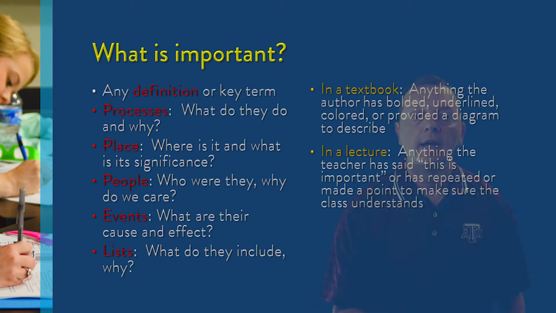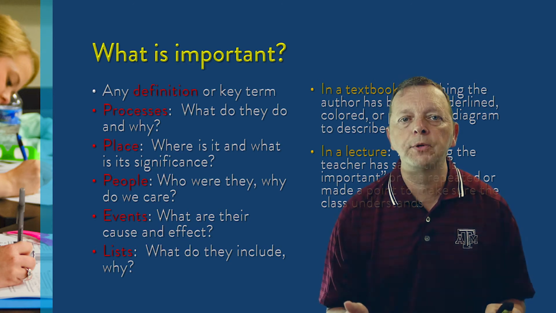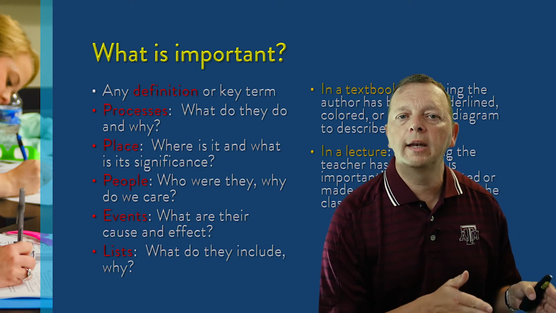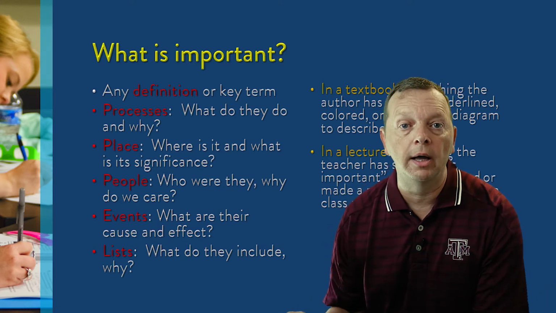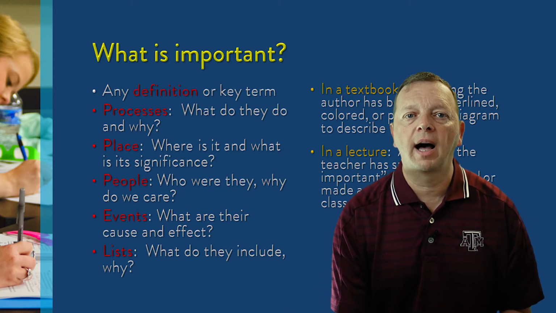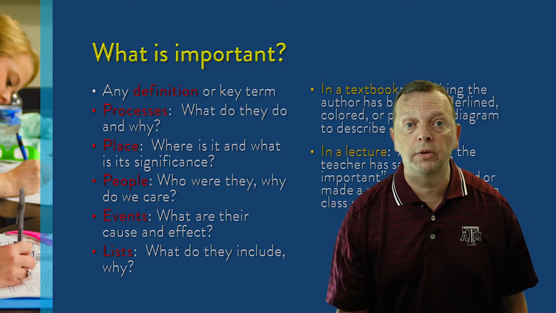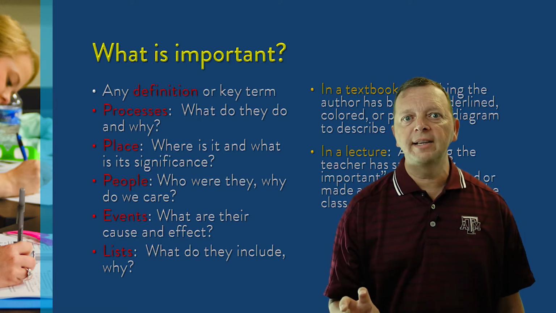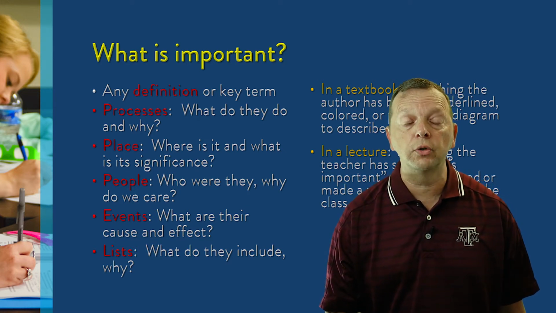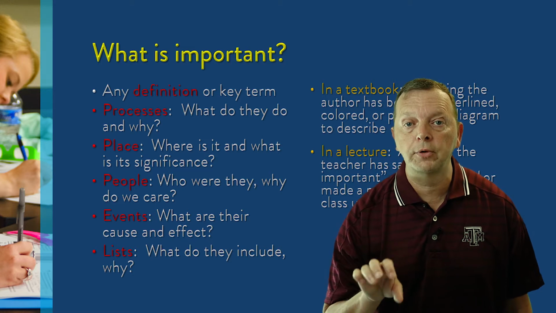If there are events, especially in history, you don't want to just say that this happened on this date. What you want to do is capture why this happened, and when this happened, what did it cause? You want to be able to talk about the cause and effect of your events. And then lists: if you have a list of different things within your textbook, these are very easy things to have as questions on a test. You want to make sure you capture those lists.